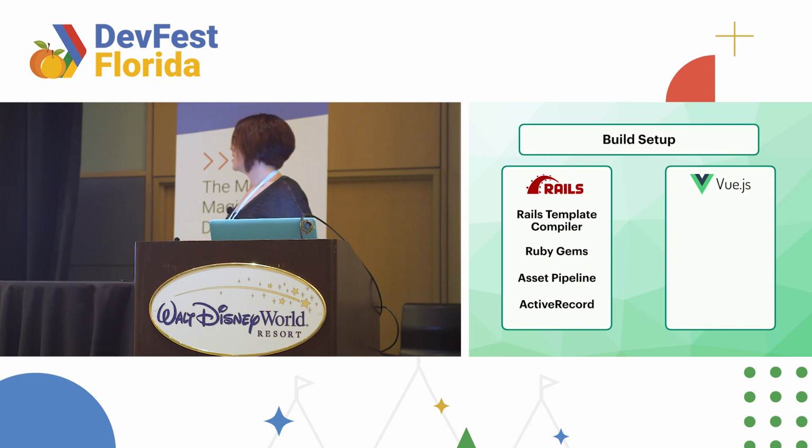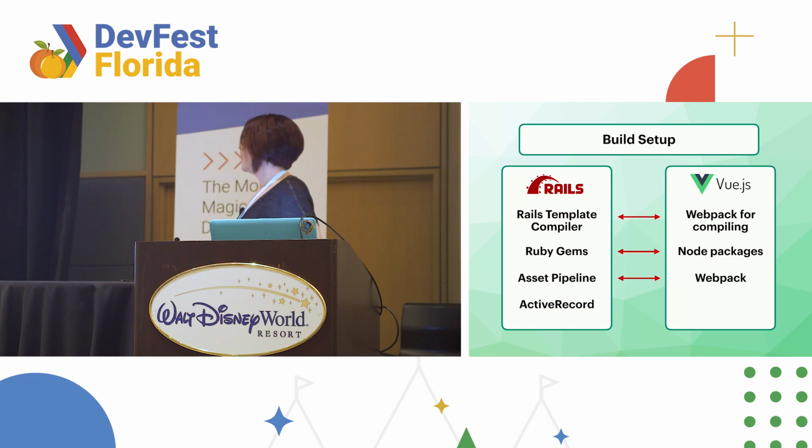And then we have VueJS, which we can compare. We have Webpack for compiling. We have node packages for our ecosystem. And again, we have Webpack, which we're going to use for our build tool. And then we have Vuex for state management on the front end, which is, again, how you kind of manipulate data with Vue.